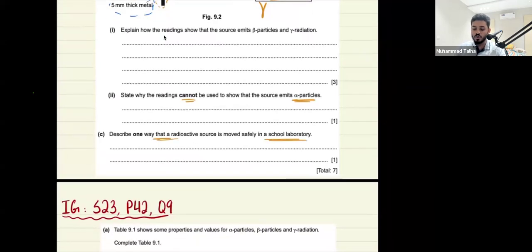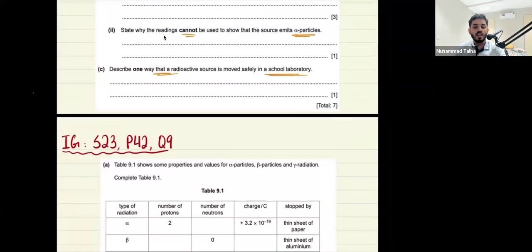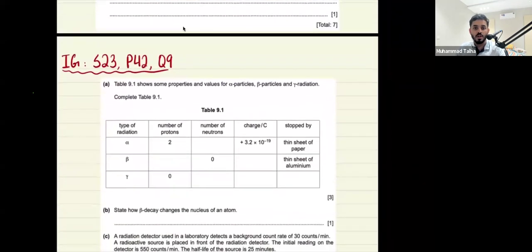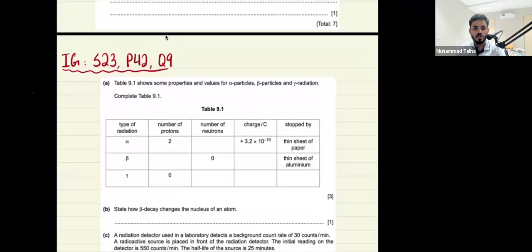How can a radioactive source be moved safely? For moving safely, you store it in a lead box, you use forceps, you minimize the time of exposure. All of those things that we always write about, you can still write. Yes, tongs, forceps, same thing.